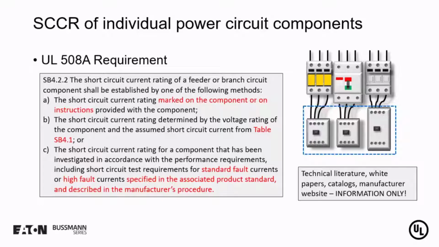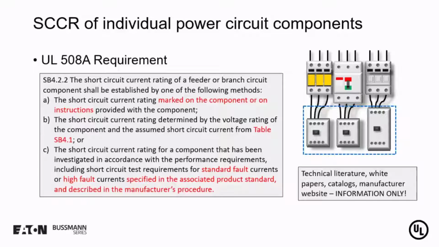Subparagraph B, the short circuit current rating determined by the voltage rating of the component and the assumed short circuit current rating from table SB 4.1. So if you cannot determine the short circuit current rating of a component, if you cannot find it marked on the product or any instructions provided with the product, then we have a solution. We have table SB 4.1, and that is a table that provides what we call default or assumed short circuit current ratings. And those are ratings that have been based on historical testing of components and anticipated ratings for components in particular applications.